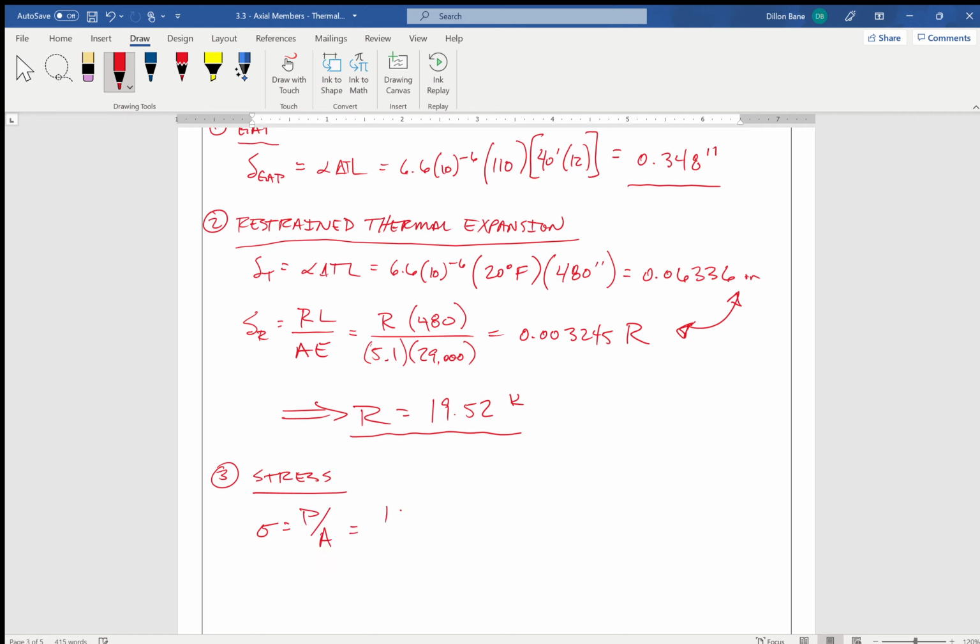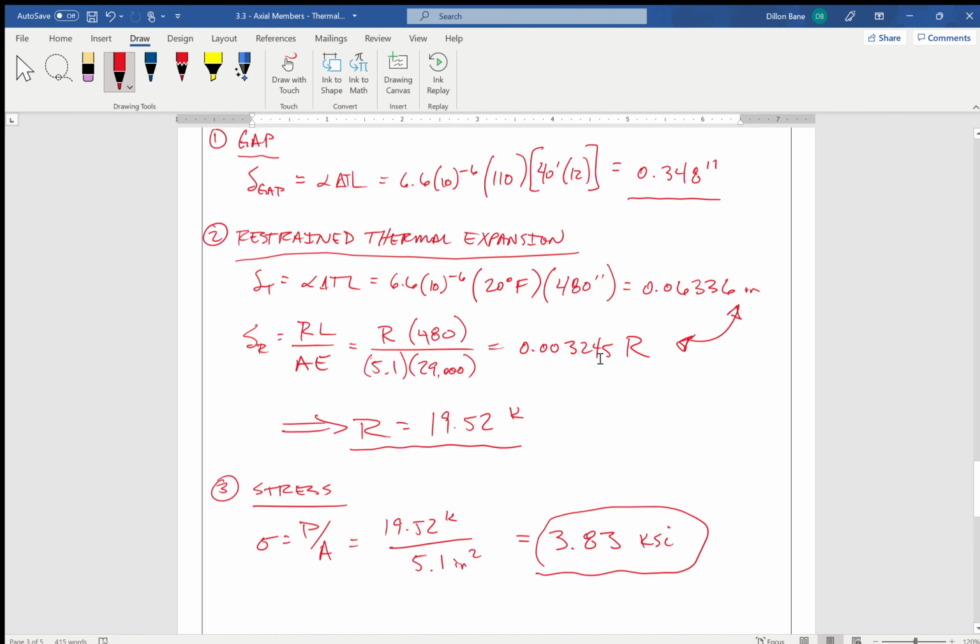We know P is 19.52 kips. We know A was 5.1 square inches. So 19.52 divided by 5.1 gives us 3.83. And that's in kips per square inch, so KSI. So that is the answer for this example.